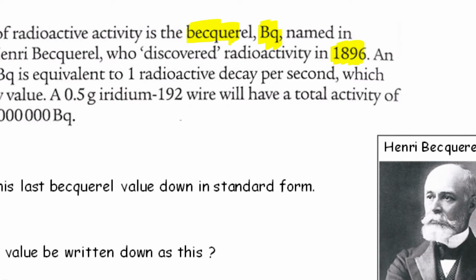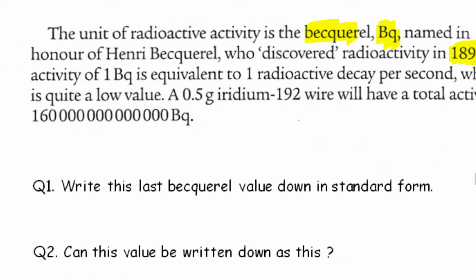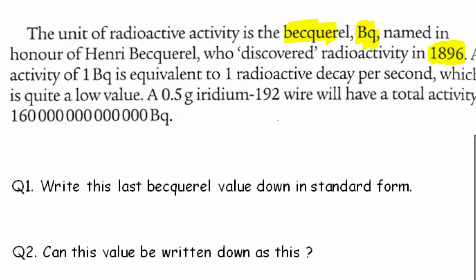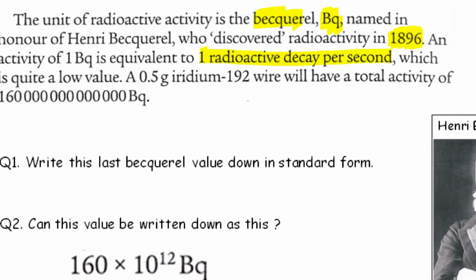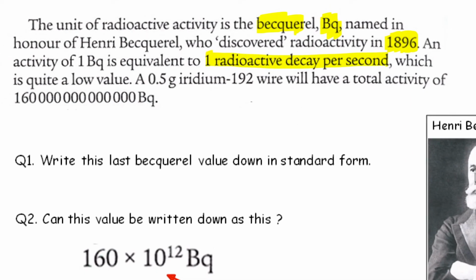So it's only been discovered, what's that, 124 years. An activity of 1 becquerel is equivalent to 1 radioactive decay per second, which is quite a low value. Right. A 0.5 gram of iridium will have a total activity of, look at that.